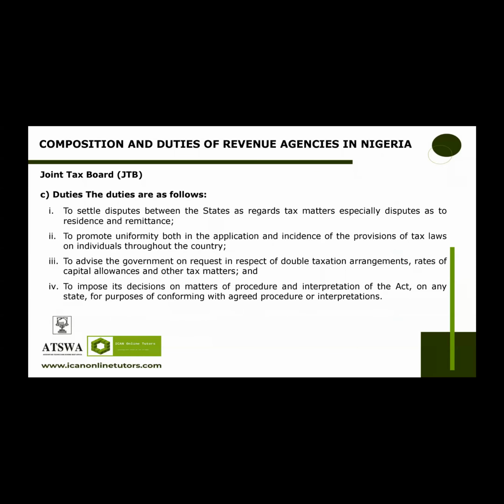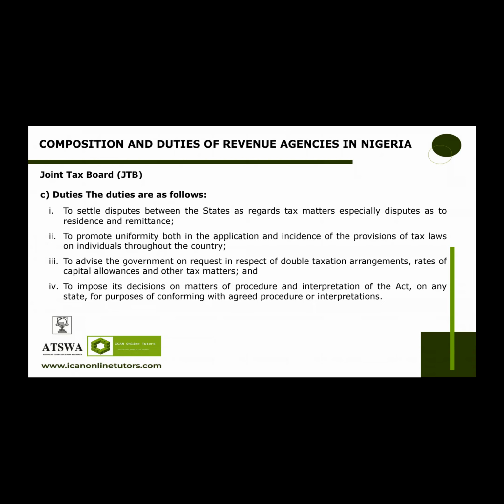What are the duties of the Joint Tax Board? Their duties include to settle disputes between the states as regards tax matters, especially disputes as to residence and remittance; to promote uniformity both in the application and incidence of the provisions of tax laws on individuals throughout the country; to advise the government on requests in respect of double taxation arrangements, rates of capital allowances, and other tax matters; and to impose its decisions on matters of procedure and interpretation of the Act on any state for purposes of conforming with agreed procedure or interpretations.